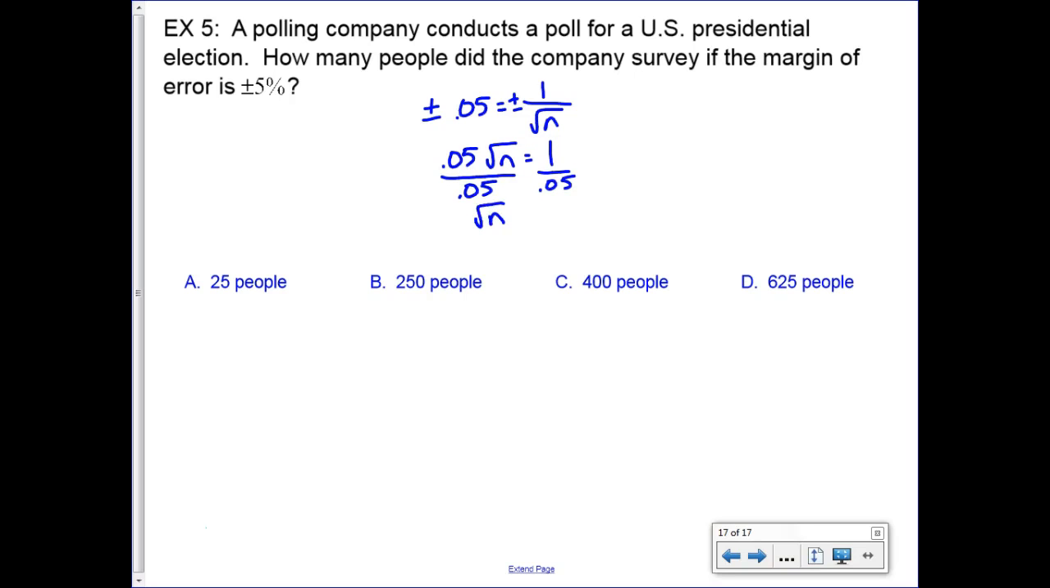So the square root of n is equal to, and 1 divided by 0.05 is 20. So then I need to square both sides. So n is equal to 400. So that's choice C here. 400 people if you have a 5% margin of error.